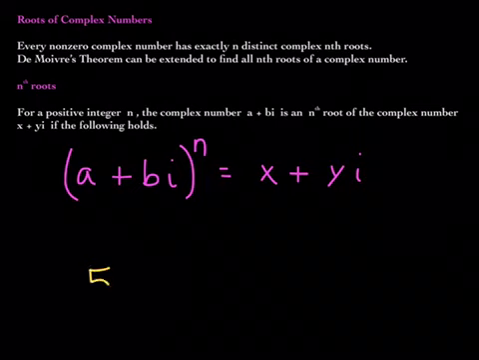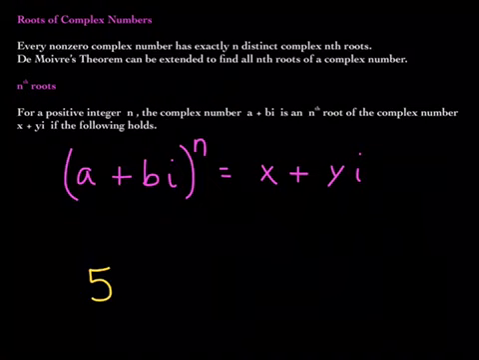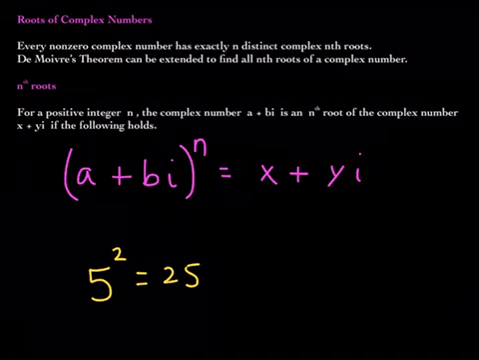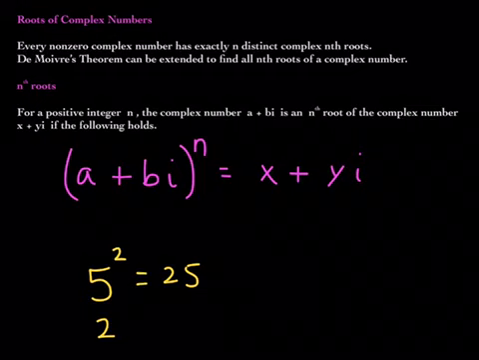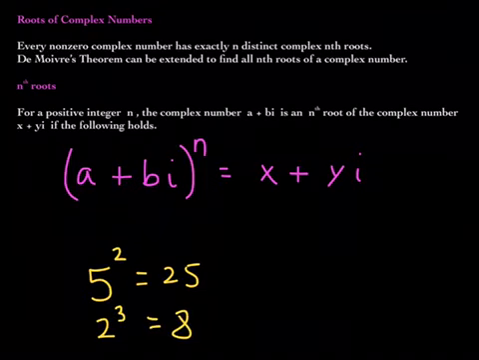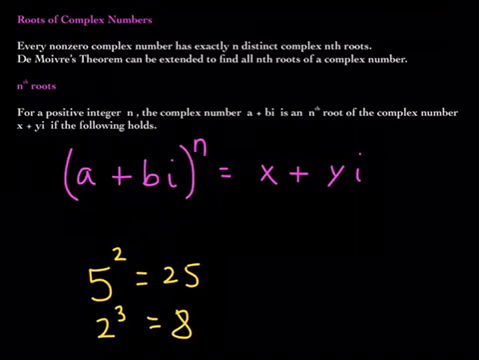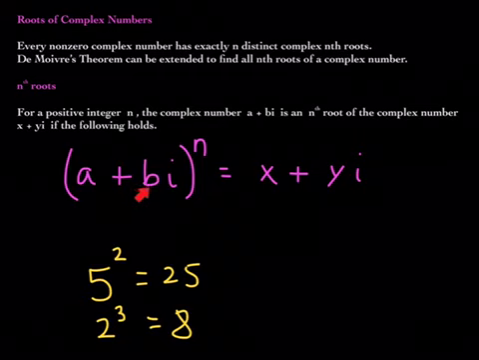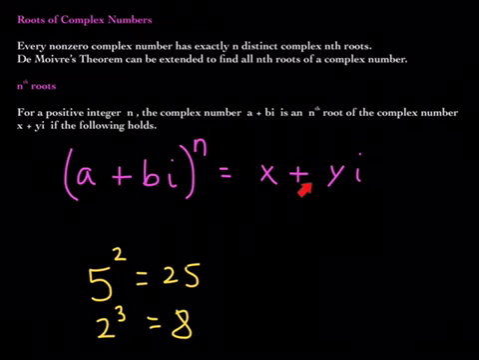Let me draw the analogy here. How do you know 5 is a square root of 25? How would you prove that? Well, 5 is a square root of 25 because when you square it, you get 25. How do you know 2 is a cube root of 8? Because when I cube 2, I get 8. So that's what we're saying here. We know a plus bi is an nth root of x plus yi because when I raise it to the nth power, I get x plus yi.